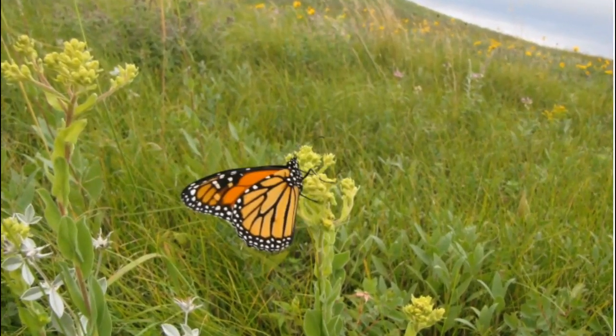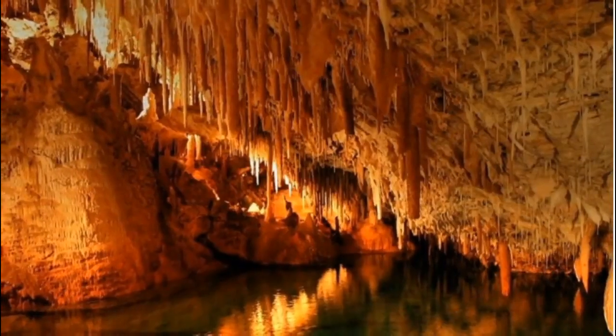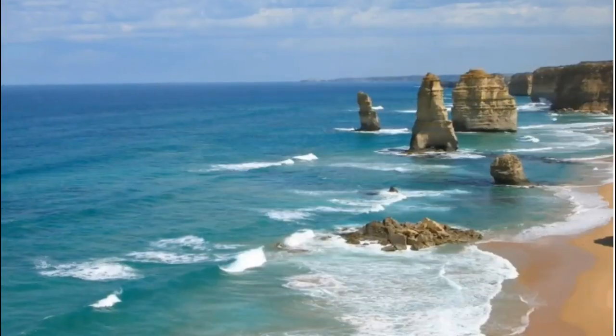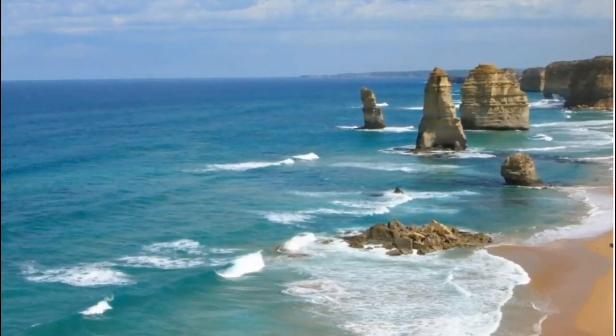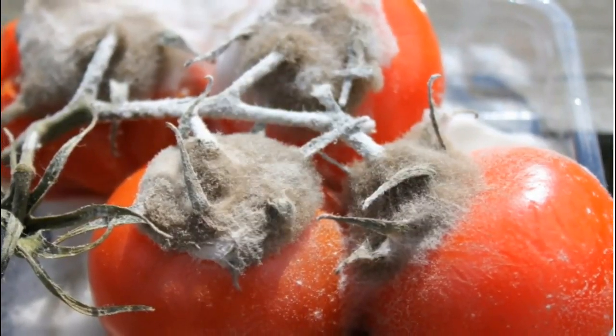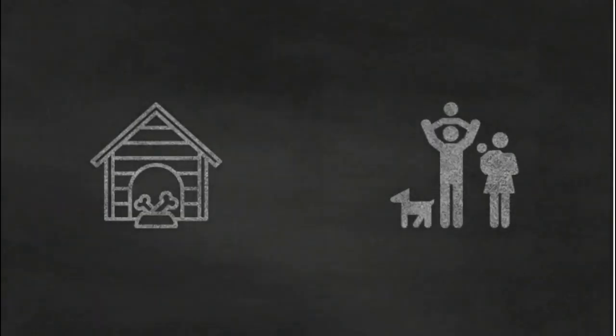A habitat can be above ground, like this prairie, or it could be in an underground cave. Habitats can also be in the water, or they can be someplace very small, like these forgotten, moldy tomatoes. All that really matters is that the habitat is a home to something that's alive.